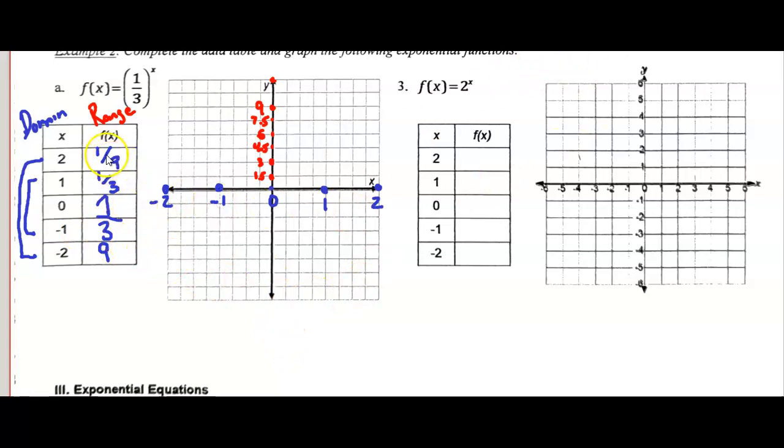Finally, now we have to estimate 1/9 and 1/3. Those are just very small numbers. They basically look the same on the graph, right? So we're going to do 2, 1/9, basically looks like it's on the axis. And 1, 1/3, same thing, basically looks like it's on the axis.